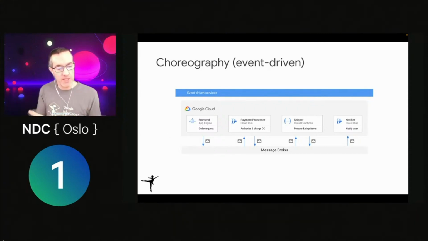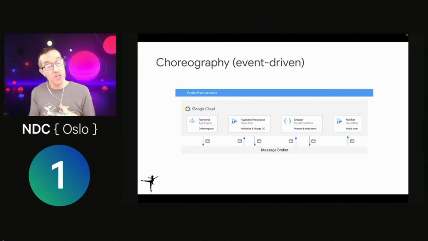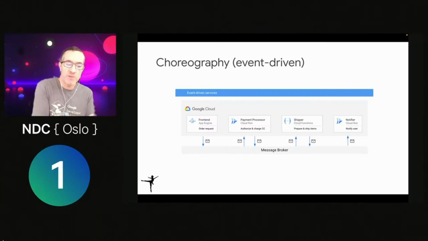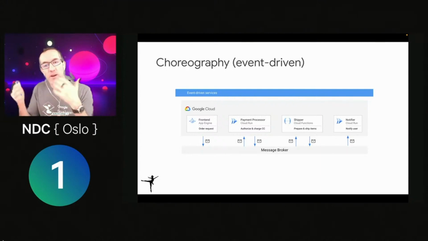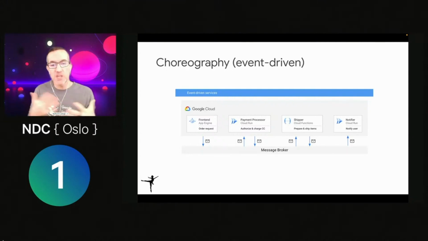So here the front end is going to send a message through the broker saying, hey, I've got a new request. Then the payment processor is going to listen to a particular topic and, oh yeah, there's an incoming payment processing request. Okay, I'm gonna handle it. If I can charge this credit card, then I'm going to send another event, another message. Then the shipper service might be interested in that particular message, etc. The notifier might be interested in the shipping messages as well, etc.